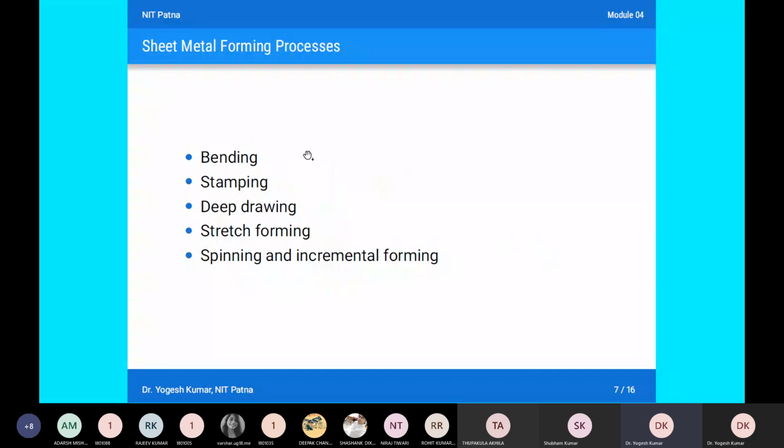We will try to complete at least bending today. It is a very small topic. We will try to complete the bending process today, and we will cover stamping and deep drawing in the next lecture, and stretch forming, spinning, and incremental forming in another lecture. Okay, so we will try to finish module 4 in almost 3 or not more than 4 lectures. So today we will cover bending.